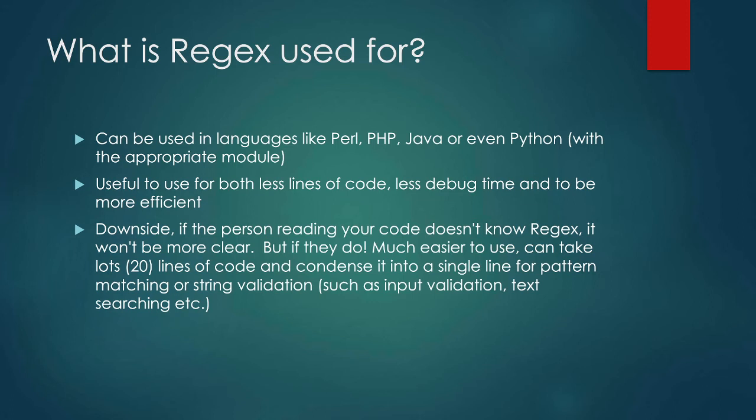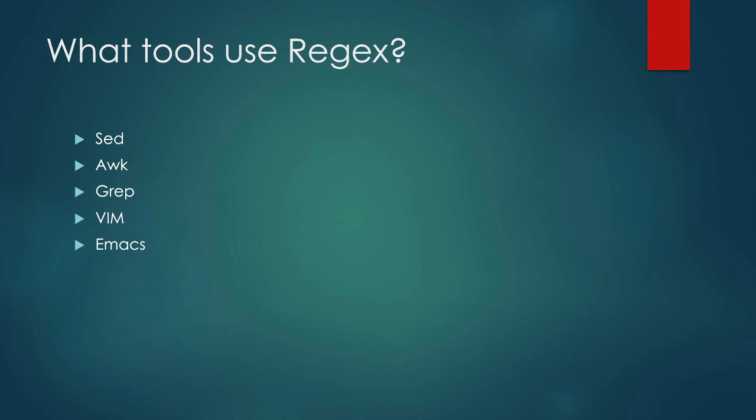Regular expressions can be very powerful in code. My example is that you can take a lot of lines of code and condense it into a single string validator. You can do input validation to see if something is a valid email address in one single line of code, rather than having to set up multiple if statements or case statements. Some examples of tools that use regex: sed and awk, the Linux power tools; grep can take in regex, and the text editors Vim or vi and Emacs can also use regex.